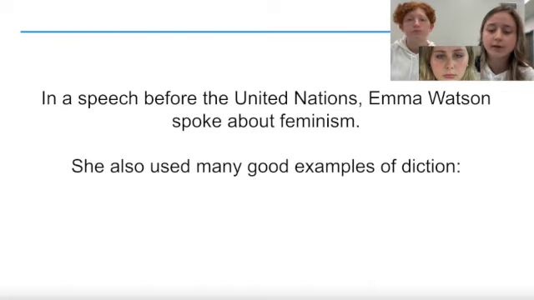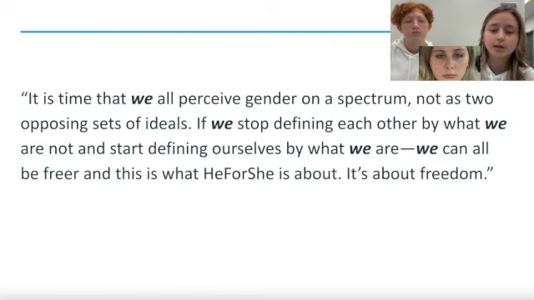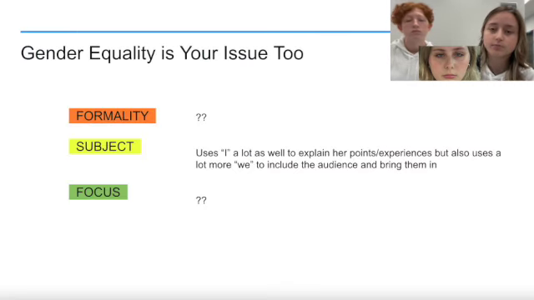In a speech before the United Nations, Emma Watson spoke about feminism. She also used many good examples of diction. "It is time that we all perceive gender on a spectrum, not as two opposing sets of ideals. If we stop defining each other by what we are not, and start defining ourselves by what we are, we can all be freer, and this is what He for She is about. It's about freedom."